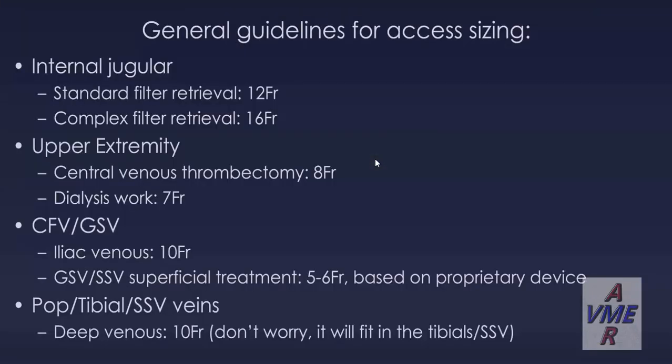So, general guidelines for access sizing. Internal jugular vein: standard filter retrieval, 12 French. Complex filter retrieval requires a 16 French sheath. Upper extremity central venous thrombectomy would require 8 French. Dialysis work would require 7 French. Common femoral vein, great saphenous vein, and iliac venous work would require 10 French. Great saphenous vein and short saphenous vein superficial treatment require 5 to 6 French, based on the proper device.